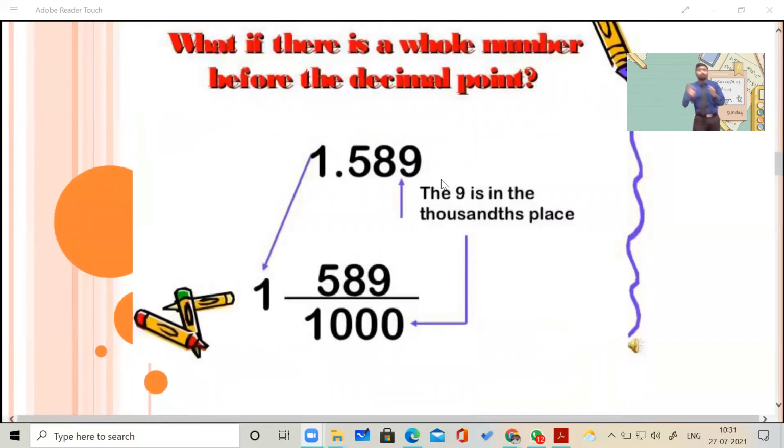So here it is 1.589. I can write this as 1589 by 1000, or you can write it in the form of a mixed fraction, that is 1 and 589 by 1000. You can write it in any manner. You will get the same answer at the end.